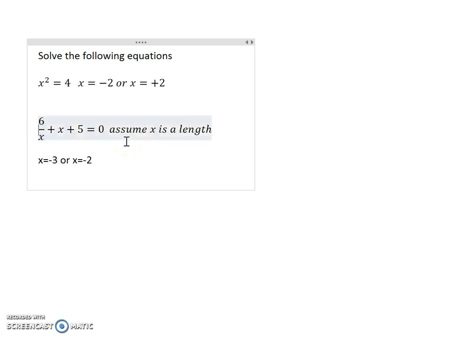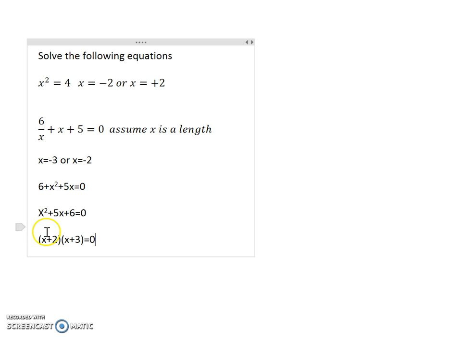So you should also be able to do this one by hand. So let's just quickly look at that. If I multiply by x on both sides, I get 6 plus x squared plus 5x equals 0, and that's a quadratic. If I rewrite it to be in my normal sort of setting, then I look at the factors of 6 that add to 5. So that's going to be 2 and 3. So it goes x plus 2, x plus 3.